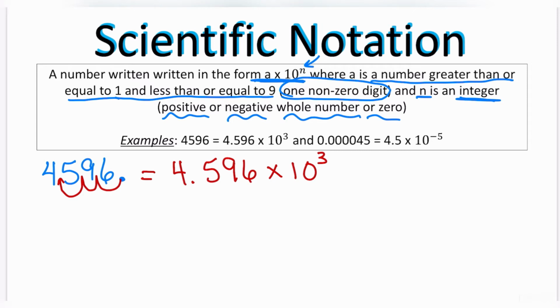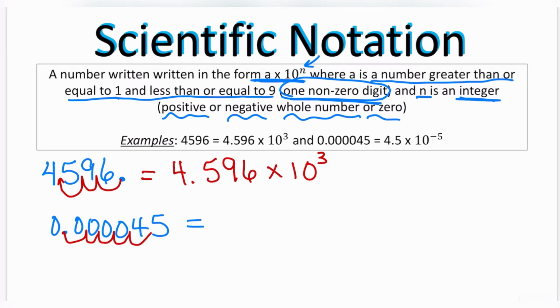Let's take a look at the second example. In this case, we have the number 0.000045. Notice this is not written in scientific notation because I have one number in front of the decimal point, but that number is a 0, and it has to be a non-zero digit, just one non-zero digit. Unlike the top problem, I now need to move my decimal point to the right-hand side. So I'm going to move to the right 1, 2, 3, 4, 5 times.